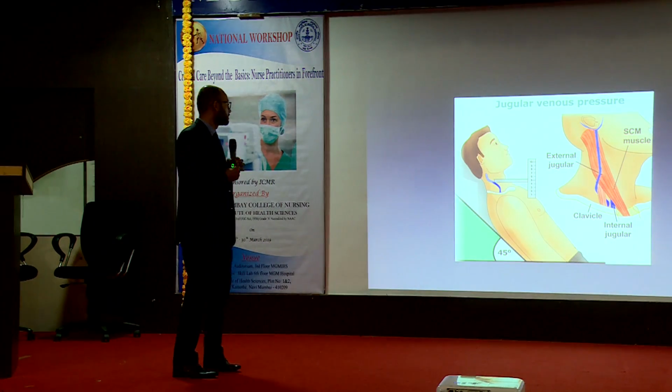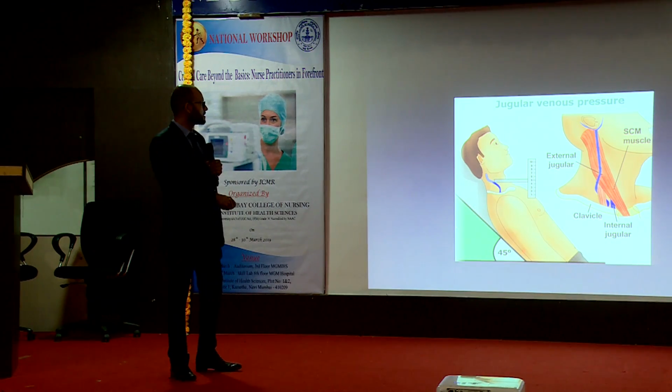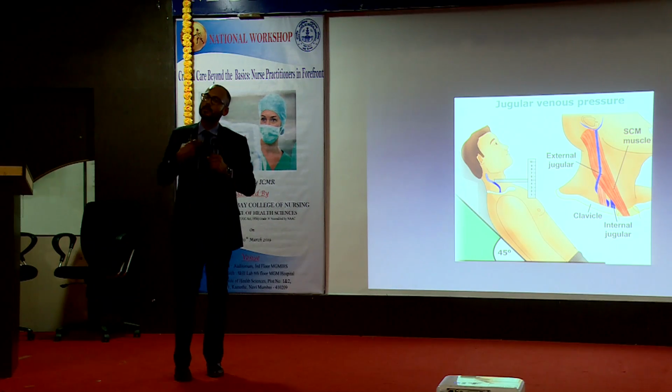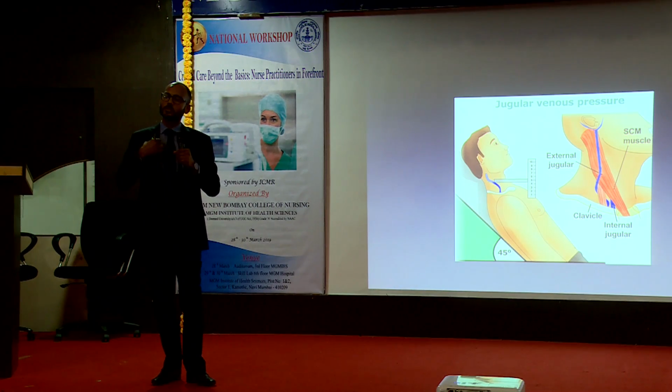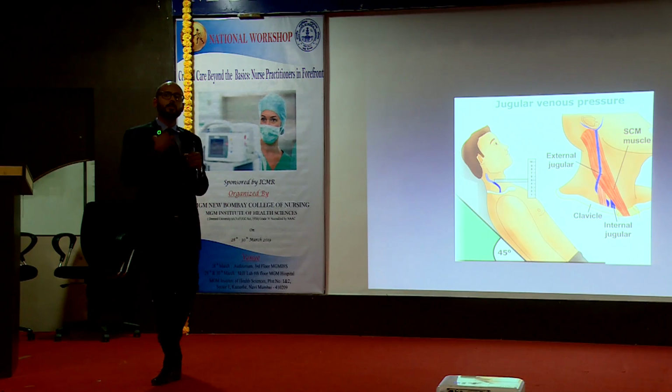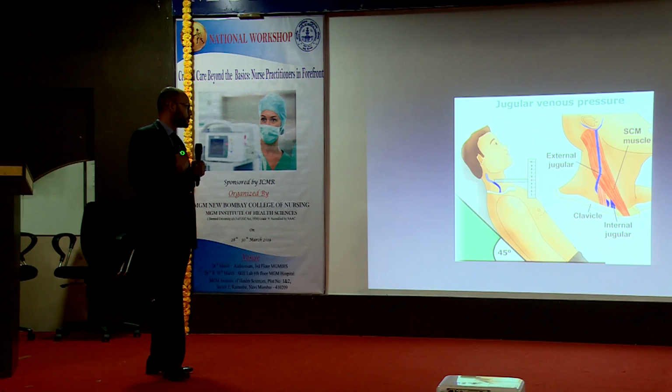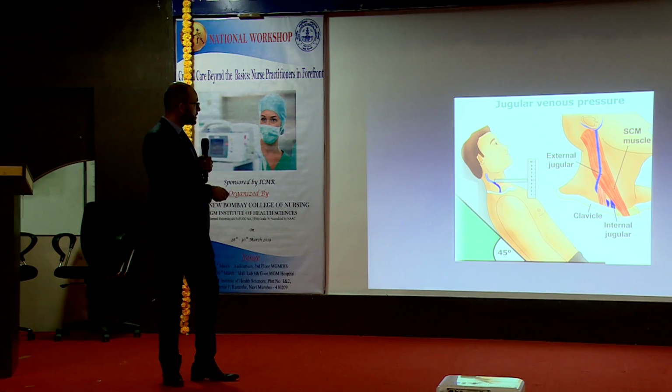So how do you check the JVP? You have your patient lying down at 45 degrees. Measure from the sternal angle, at the manubrium sterni. Does everyone know where the sternal angle is? When you look at your chest, it's a little bump in between your sternum, where the manubrium sterni joins with the body of the sternum. So put a scale over there and put one scale across. Wherever you see the upper level of the waveform, that is what you need to measure.